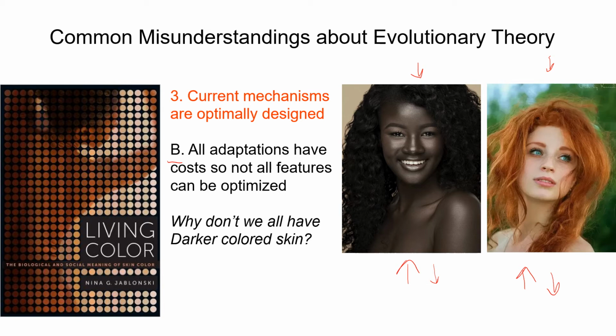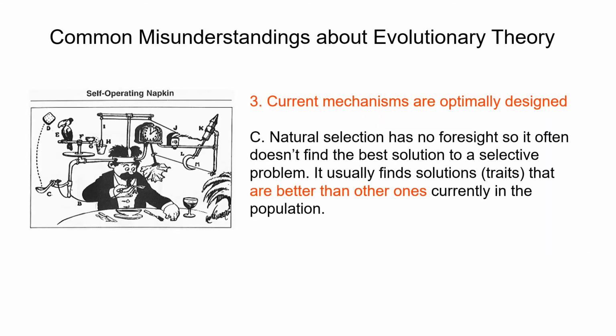Yeah, now let's get to the third one. That is that natural selection does not have foresight. So see here, natural selection doesn't have foresight, so because of that, it often just finds the best solution to a problem given the options it has.